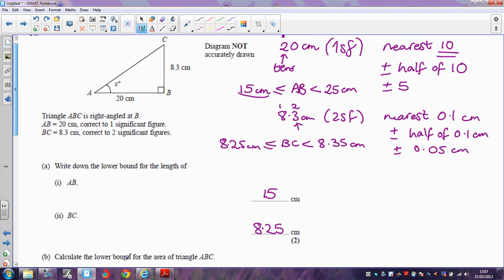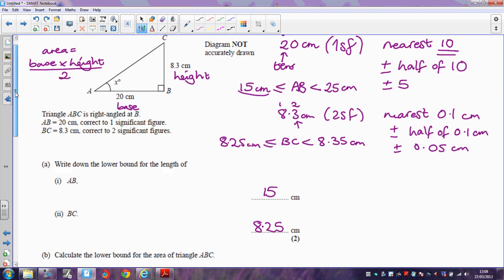Question then says, what's the lower bound for the area of the triangle? Now if we look at the triangle, to work out the area is going to be, as usual, the base multiplied by the height, and that's divided by 2. So if we look at the base, this is the base, 20 centimetres, and this is the height. And they are at right angles to each other, so we can just use them directly.